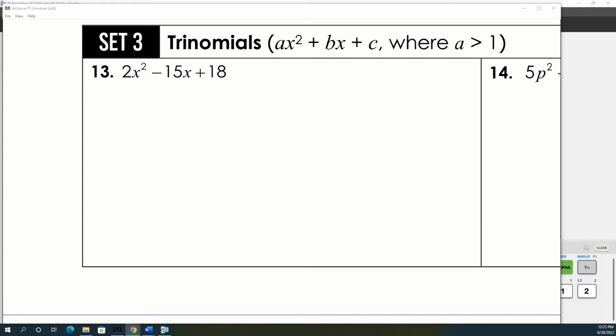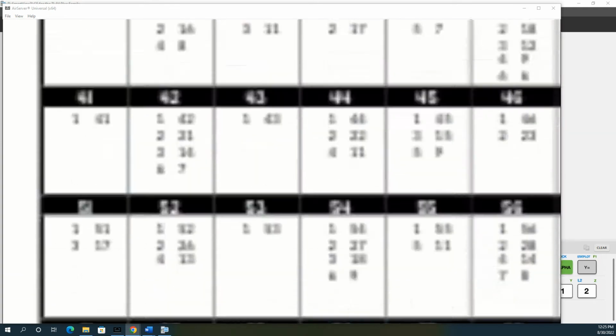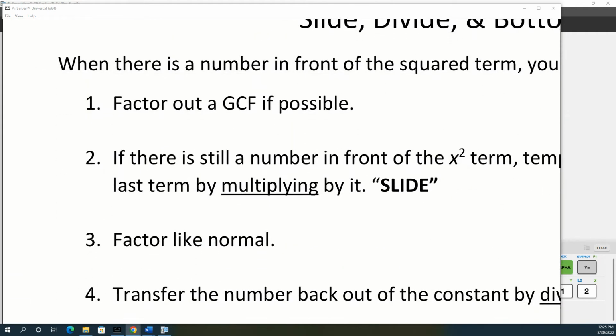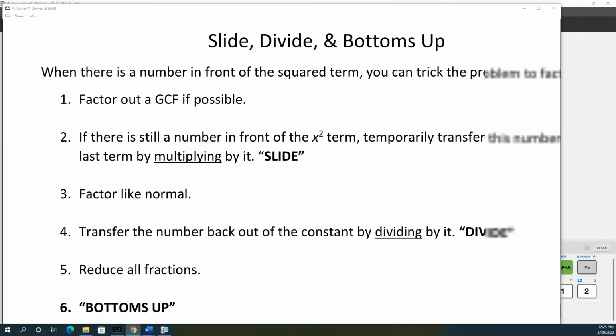Okay, so we're still going to be factoring trinomials, but in some of these there's going to be a number in front of the x squared, which makes it more challenging to factor if we're trying to use the factor pairs, multiplying to get this and adding to get this. So we're going to do a method called slide, divide, and then bottoms up. That's what's on your little half sheet.